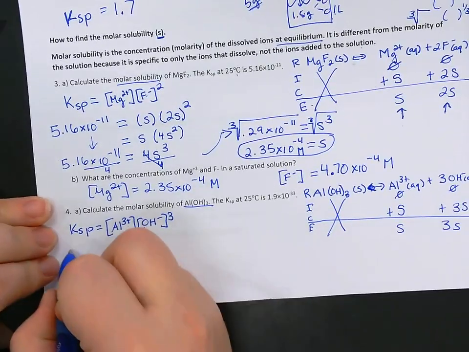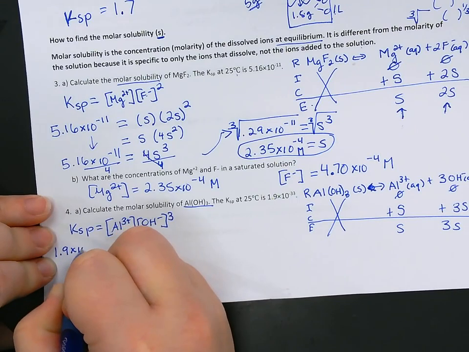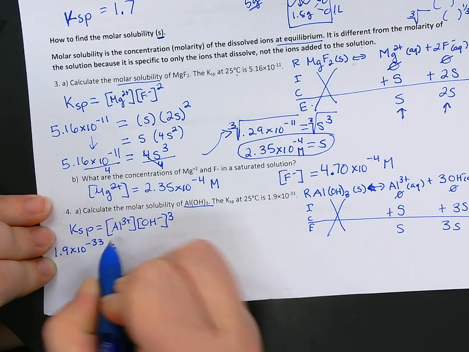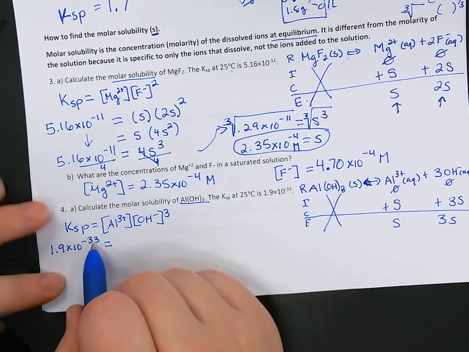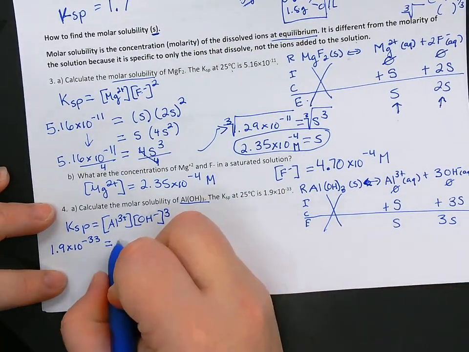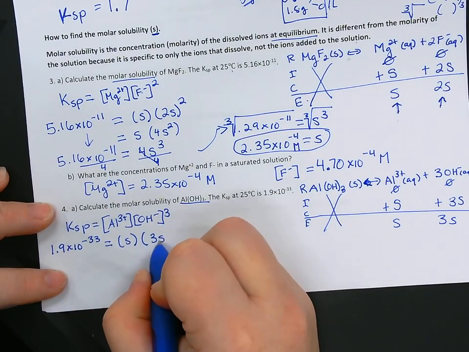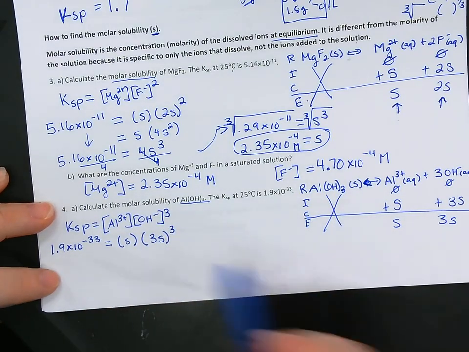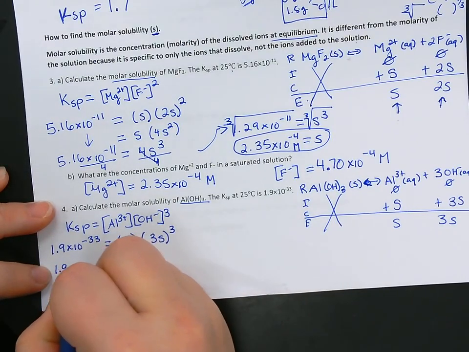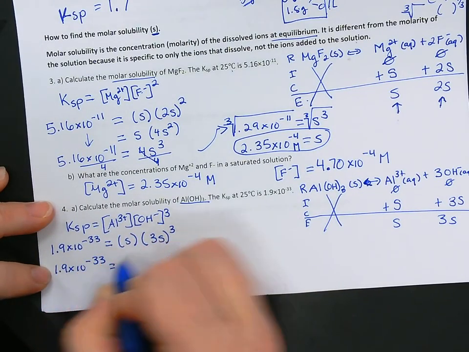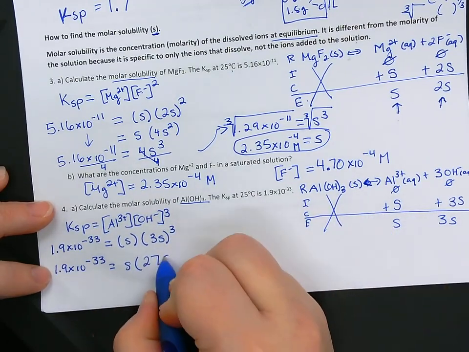All right, I'm going to replace my KSP with the number 1.9 times 10 to the negative 33. That is not very soluble at all, right? Negative 33, that favors the reactants a lot. For aluminum, I've got S. For hydroxide, we've got 3S cubed. So we've got to simplify this and be really careful on that part. It's 10 to the negative 33. All right, so I've got S. 3 cubed is 27. S cubed.